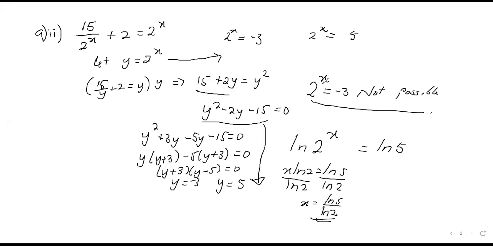The reason why this is not possible is because if we were to apply ln on 2 to the power x and also ln on -3, it means that this is not defined. Remember, I said the domain for all logs must be x bigger than 0. So that's what I mentioned.